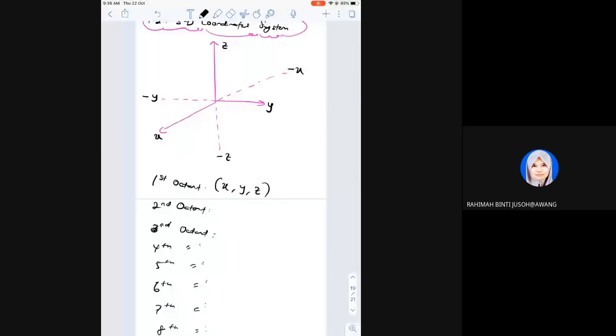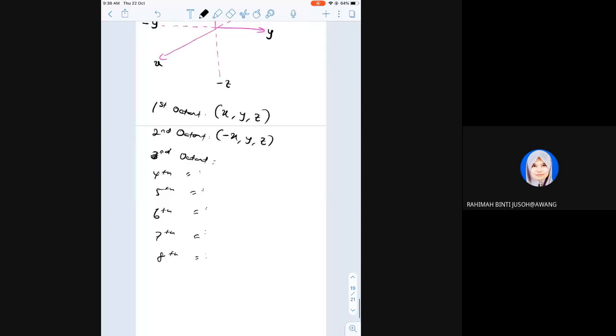Alright, now second octane is at the back, belakang. So when X, what happened to X? Negative. Negative, okay, well done, negative X. Okay, but it's still on the right side, right? Dia bahagian belakang, tapi dia masih lagi belah kanan. So Y is positive. And then it's still on the upper part. So upper part means Z positive. That is the second octane coordinate.